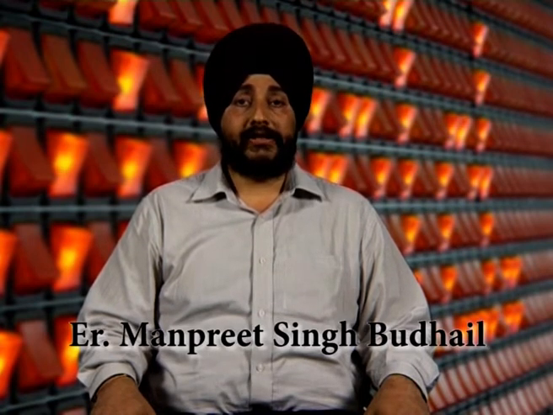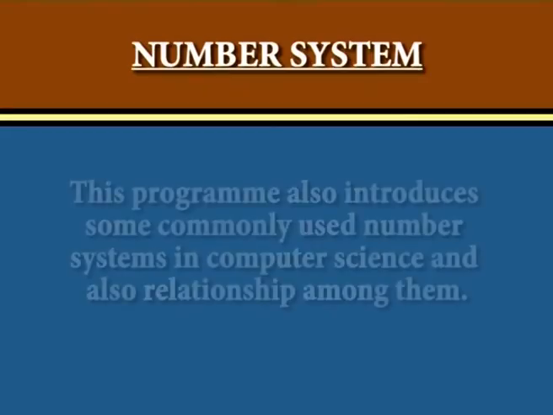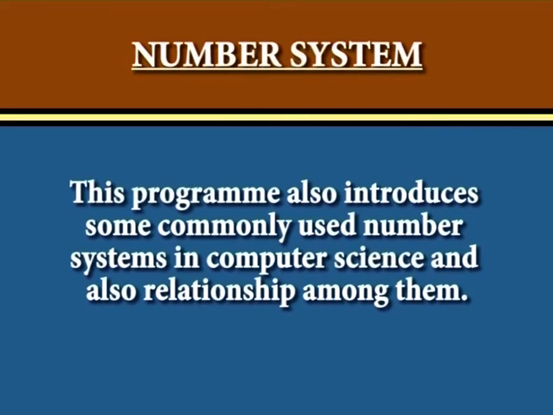We know that a computer stores data internally in a sequence of zeros and ones that is not easily readable by human beings. Every computer stores numbers, letters, and other special characters in a coded form. Before going into details about these codes, it is essential to have a basic understanding of the number systems that are prevalent in digital electronics. Hence, this program familiarizes you with the fundamentals of number systems. This program also introduces some commonly used number systems in computer science and also the relationship among them.